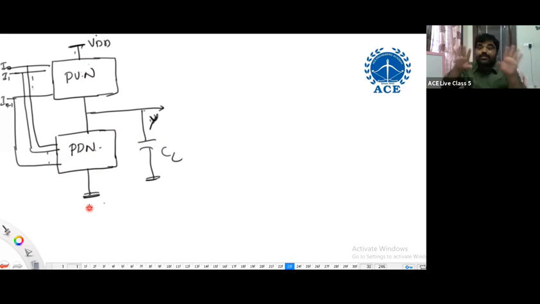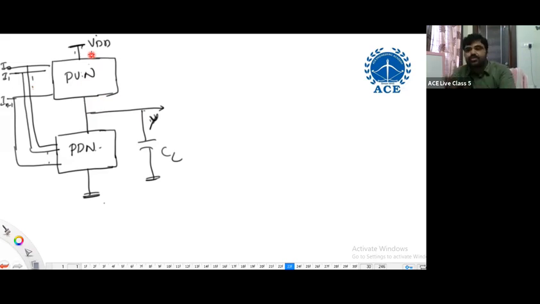What is static power? When inputs are stable. When inputs are stable, only one network is on. If the pull-up network is on, once the capacitor is charged to VDD, no further charge exchange, there won't be any power dissipation. Because I'm applying stable inputs, only the pull-up network is on. Then this output is charged to VDD. Further charge exchange will not be there. Further current drawn from supply will not be there. Then further power consumption will not be there.